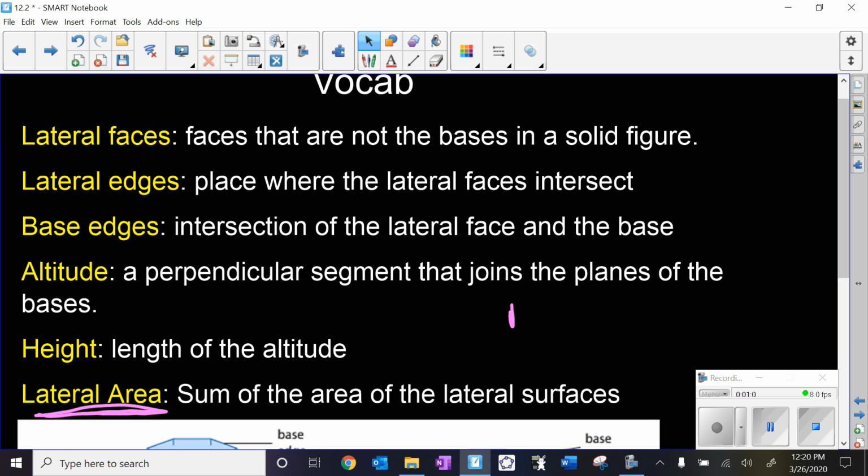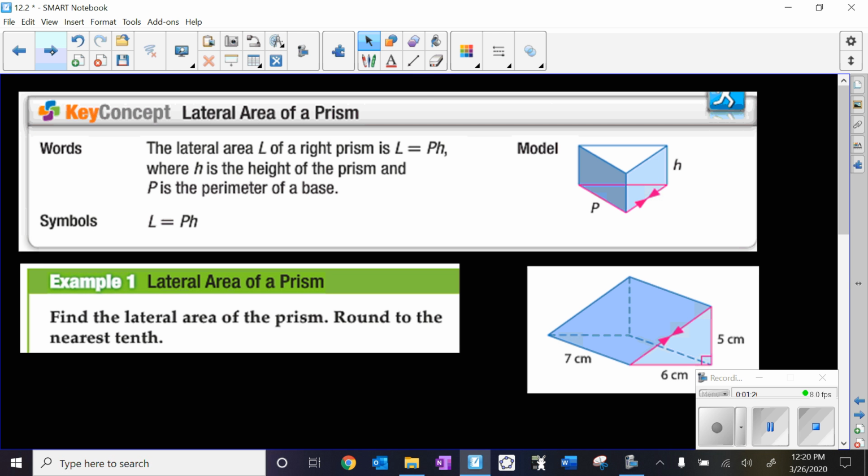When we think of prisms and cylinders, technically, prisms have two bases. So when I say find the lateral area, I'm asking you to find the area of all the faces that are not the bases. Okay, and I'll show you what that looks like. There is a ton of formulas. You'll not be required to memorize them. You just need to know how they work and how to use them.